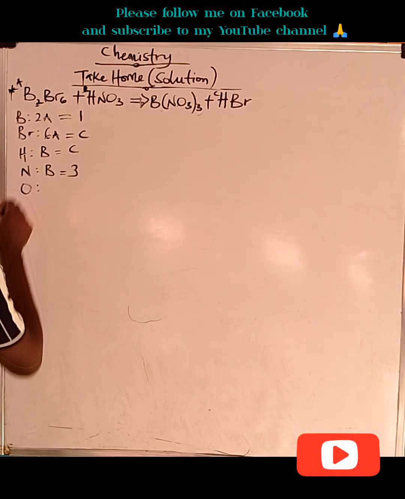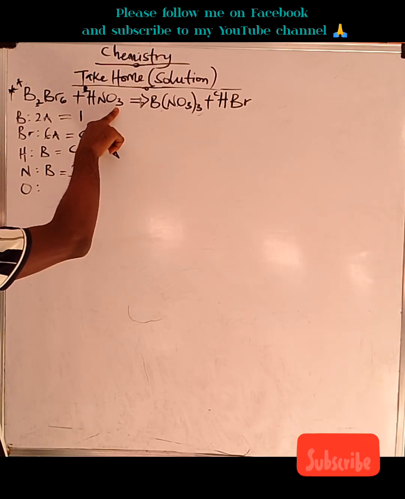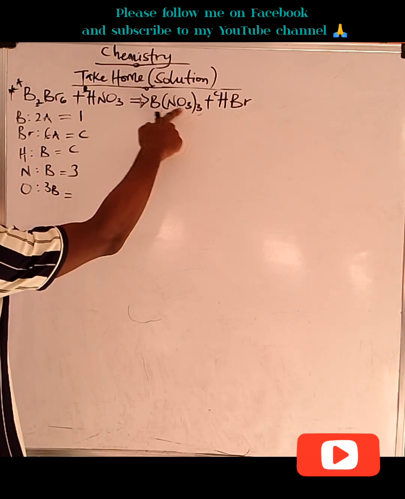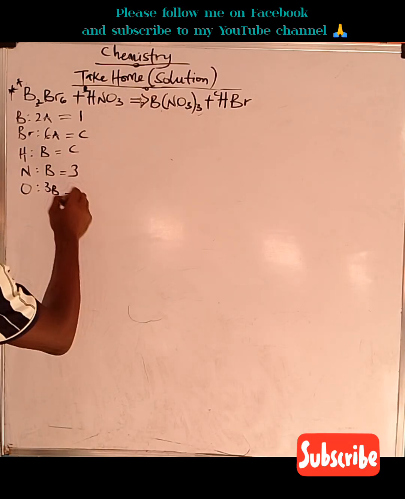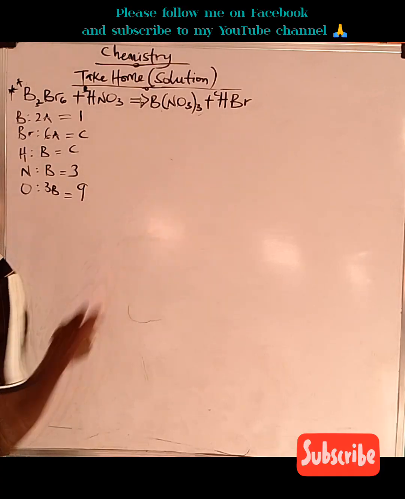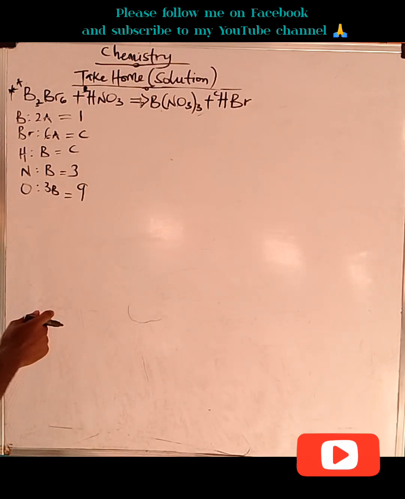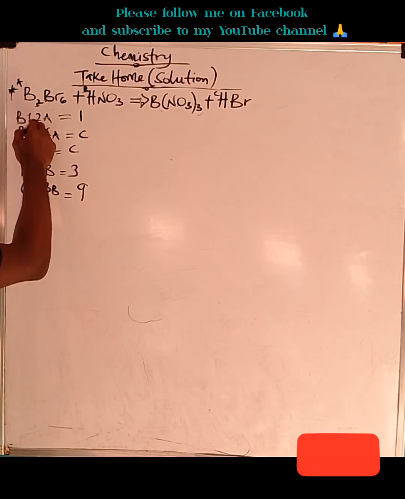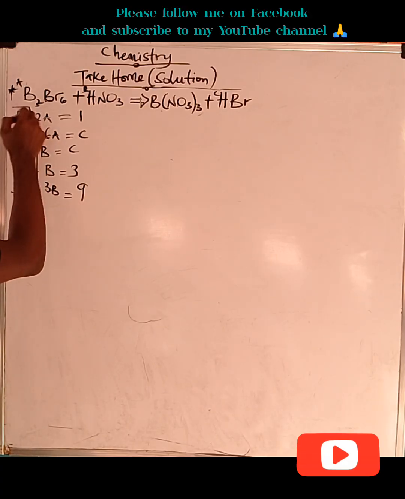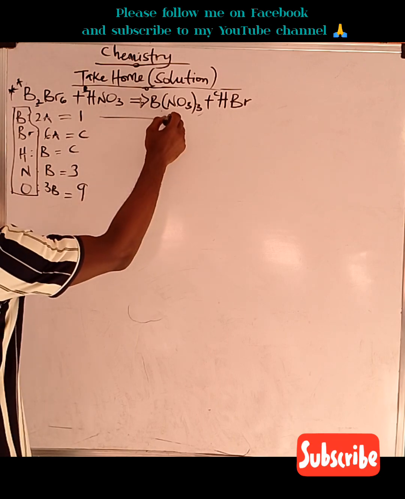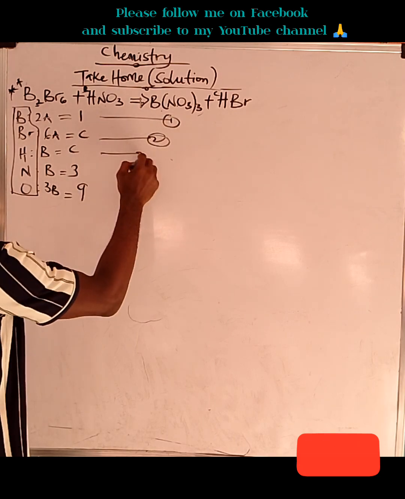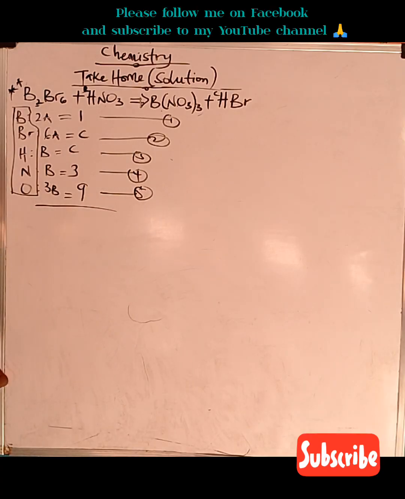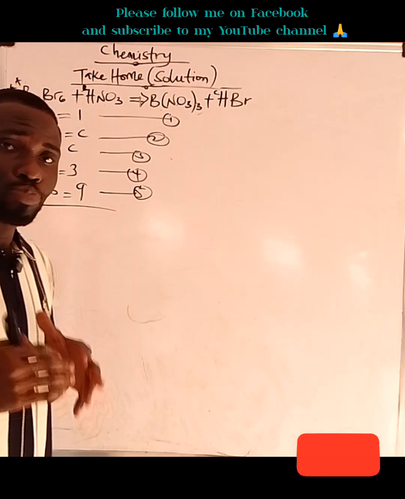Then oxygen, which is the very last element. 3 atoms of oxygen. 3 times B is 3B, equals altogether 9 atoms of oxygen. That will be equal to 9. No other oxygen. So we are done with all the elements: boron, bromine, hydrogen, nitrogen, and oxygen. So you're just going to take all these elements off, and you're going to be left with a simultaneous equation. So you see, this method is very simple and also super effective.